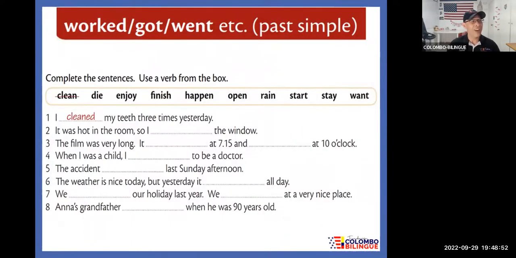All right, so let's start doing something together. It's kind of an activity. So what's the idea? If you see, you have some verbs that are above. For example, the verb clean, the verb die, the verb enjoy, finish, happen, open, rain, start, stay, want. I don't know if you notice something that is peculiar with all these verbs.